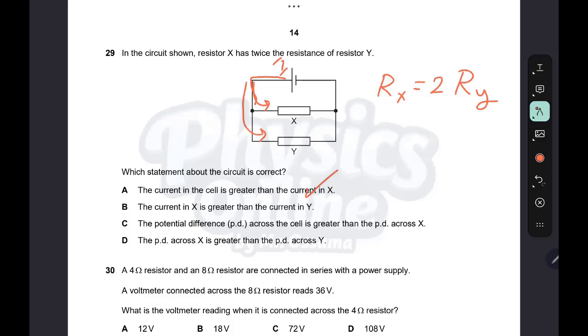The current in X is greater than the current in Y, which is wrong, of course, because X has higher resistance, so it will have less current. The potential difference across the cell is greater: the potential difference V here is the same as V here because they are all in parallel. So they have the same potential difference. The potential difference across X is greater than across Y is also wrong. V of X equals V of Y. So the answer is A.